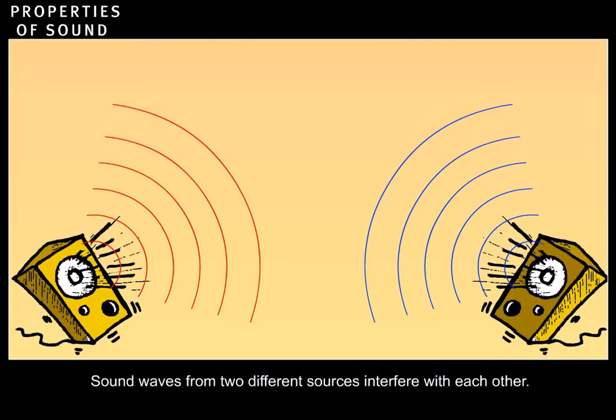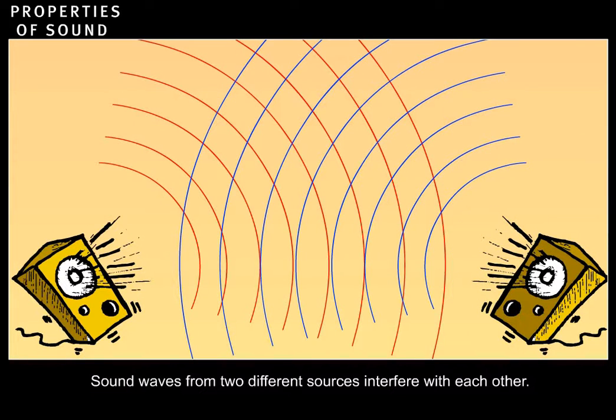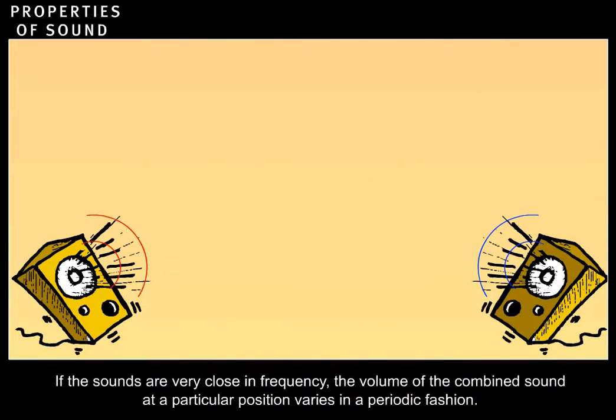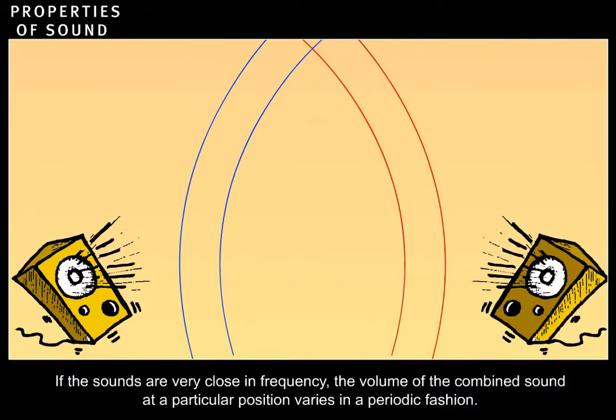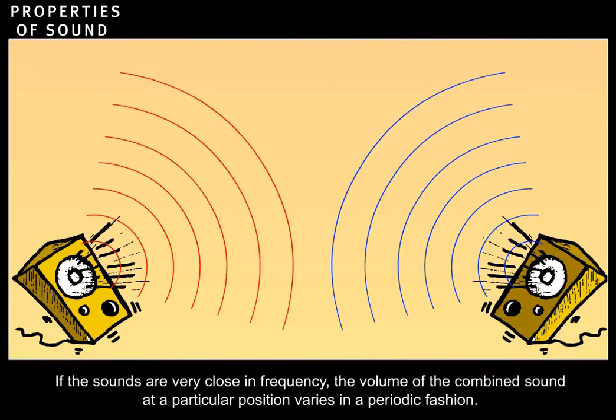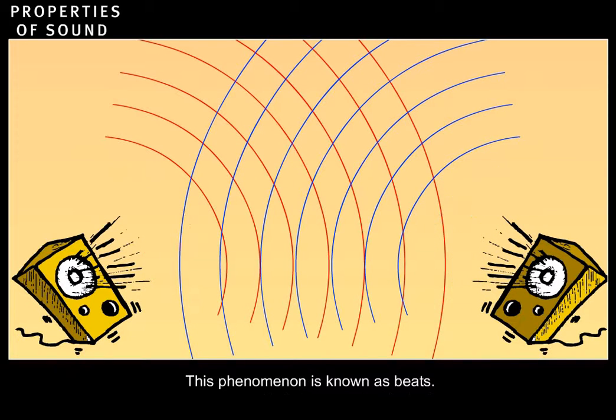Sound waves from two different sources interfere with each other. If the sounds are very close in frequency, the volume of the combined sound at a particular position varies in a periodic fashion. This phenomenon is known as beats.